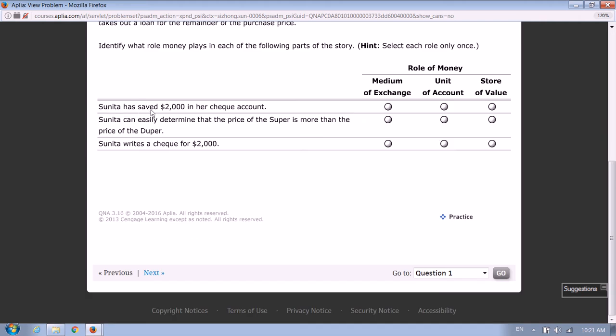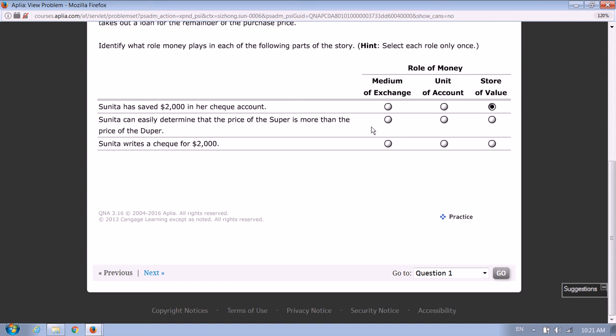So, Sulita has saved $2,000 in a check account. So now this is a store of value. So now Sulita can transfer the purchasing power of this $2,000 from today to the future.